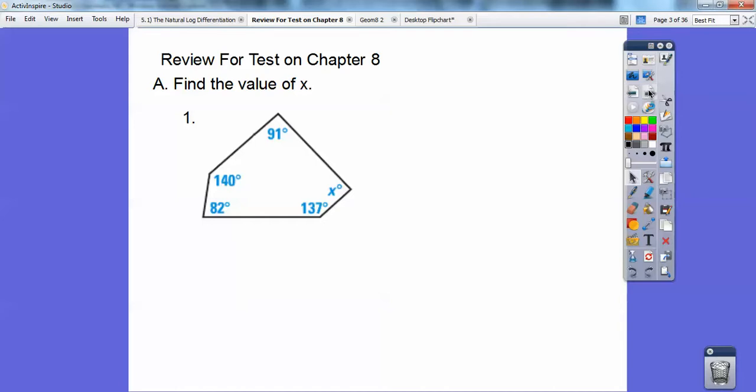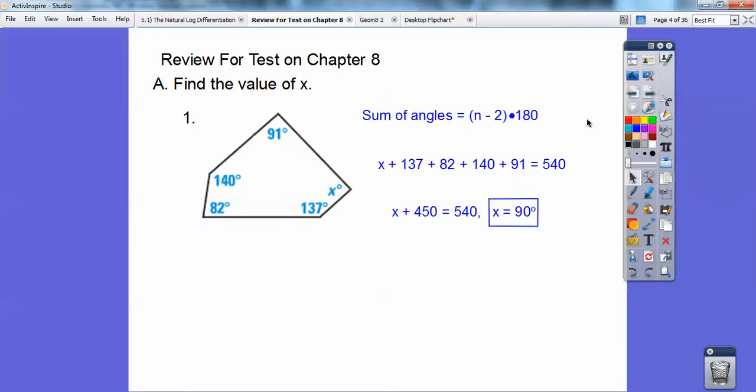Okay, find the value of x. Remember, the sum of the angles equals n minus 2 times 180. n is the number of sides or the number of angles, so just count them up: 1, 2, 3, 4, 5. So it's 5 minus 2, which is 3. 3 times 180 is 540. So add them all up, make them equal 540, and you get that last angle to be 90 right there. So x equals 90.